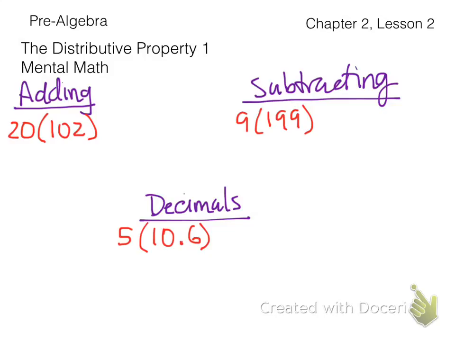So here we go. For the adding one, 20 times 102. I really don't want to multiply 20 and 102, so I am going to simplify 102 into 100 plus 2. And I'm still going to multiply everything by 20. So if you agree, I'm still multiplying by 102, it just looks different. Now, the distributive property means I'm going to multiply the thing outside of the parentheses times everything that is inside the parentheses. So I'm going to multiply 20 times 100 and 20 times 2.